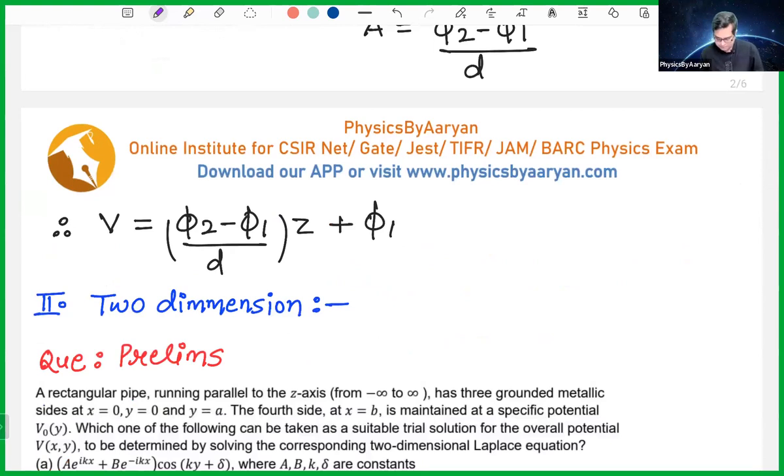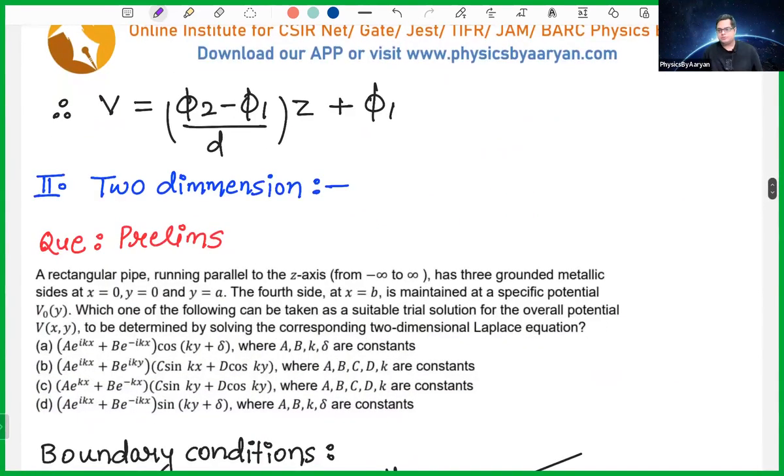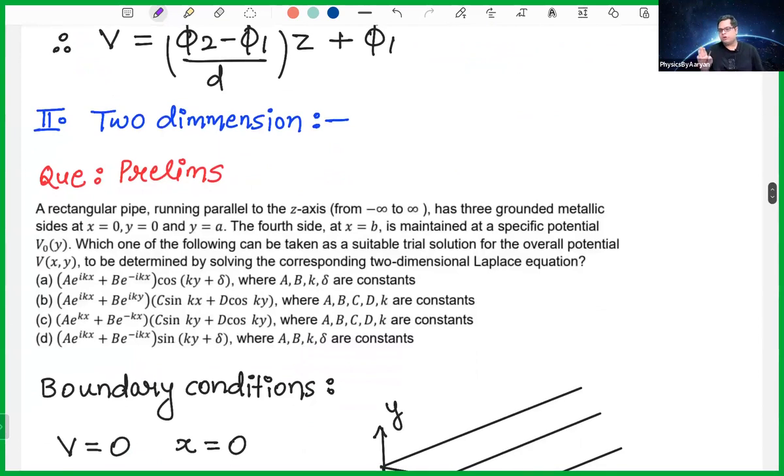You know this. Now I want to go for 2 dimensions. My potential will not only depend upon Z, it will also depend upon something else, so it will now depend upon 2 parameters. Let's see how the question would be there. Again, the question is from the prelims, but the derivation I'm taking is from the Griffiths book, which has a very standard derivation for this exact example. Once we do this derivation, all your 2D cases will be covered.